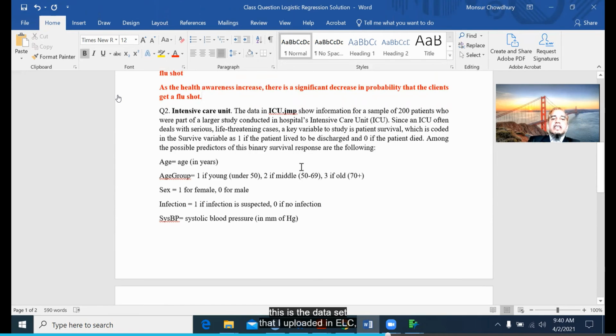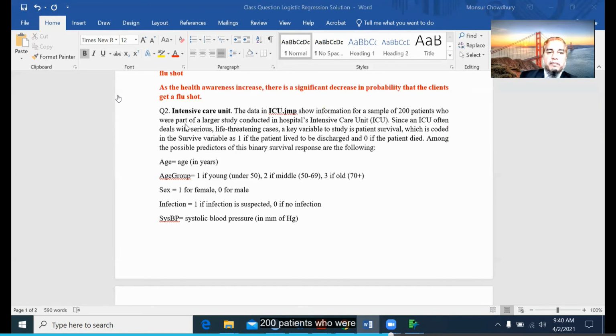Now, intensive care unit, this is the data set that I uploaded in ELC. If you go to the class questions data, you can see this one. Now, this data set shows information for a sample of 200 patients who were part of a larger study conducted in hospital intensive care. Since an ICU often deals with serious life-threatening cases, a key variable to study is patient survival, which is coded as the survival variable as 1 if the patient lived to be discharged and 0 if the patient died. So we are looking for the survival status.